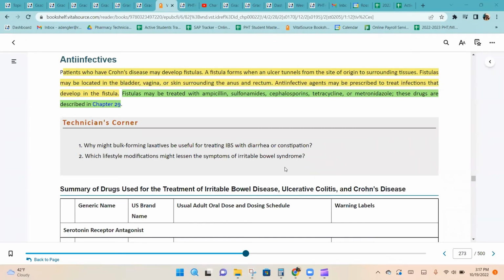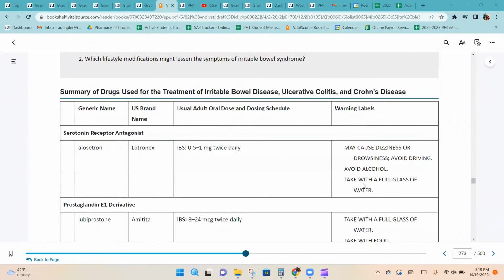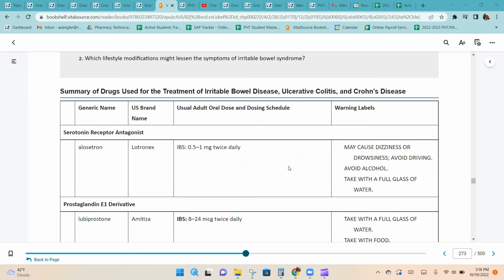Patients who have Crohn's disease may develop fistulas. A fistula forms when an ulcer tunnels from the site of origin to surrounding tissues. Fistulas may be located in the bladder, vagina, or skin surrounding the anus and rectum. Anti-infective agents may be prescribed to treat infections that develop in the fistula. Fistulas can be treated with ampicillin, sulfonamides, cephalosporins, tetracycline, or metronidazole. Now we have the summary of drugs used in the treatment of IBS, UC, and Crohn's disease.